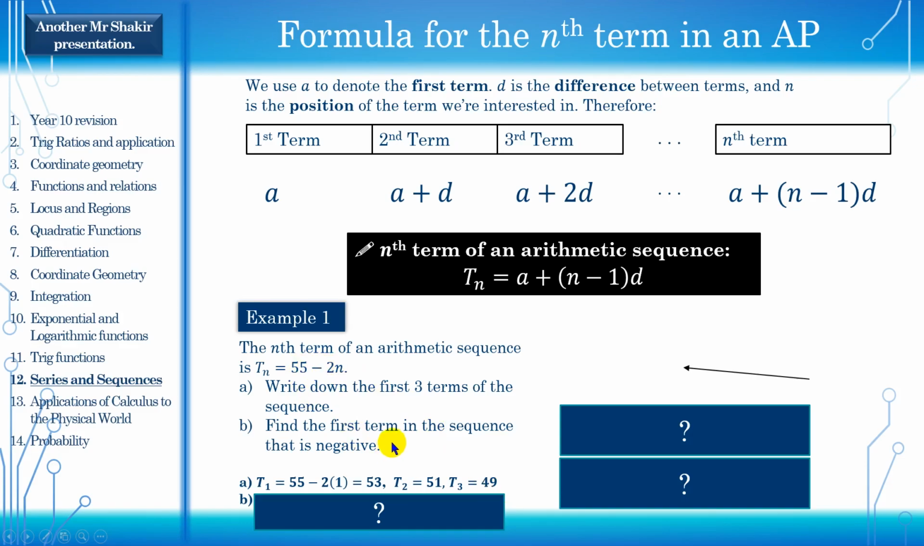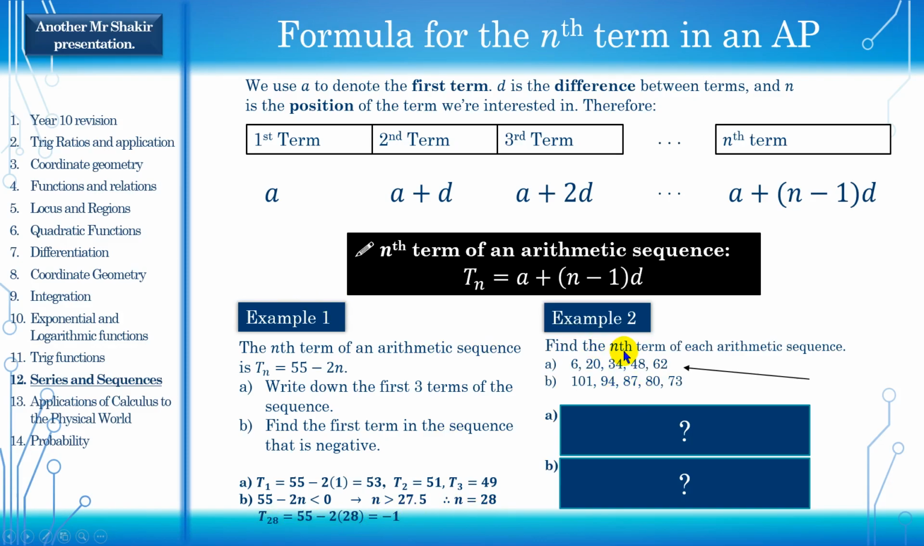Very easy. Find the first term of the sequence that is negative. We'll let 55 minus 2n be less than 0, and we'll solve the inequality. Less than 0, and solve with simple algebra. n is going to be more than 27.5, therefore n will be 28. The 28th term will be less than 0, and we can check. If we sub in 28, we'll find, yes, it's negative 1. And similarly, another example, find the nth term of each arithmetic sequence.